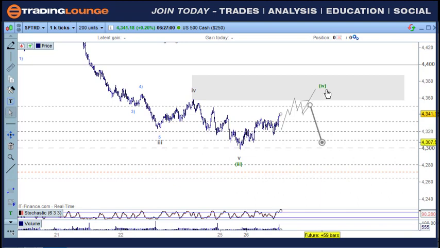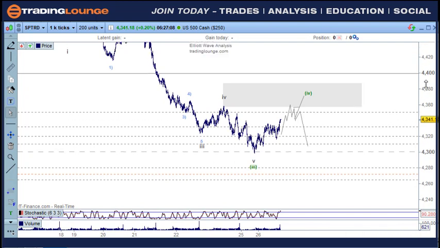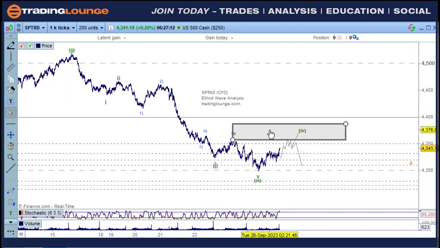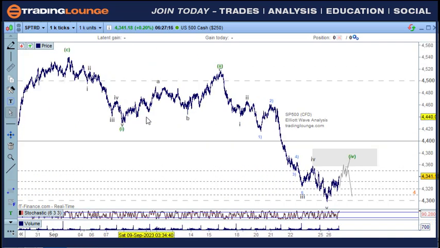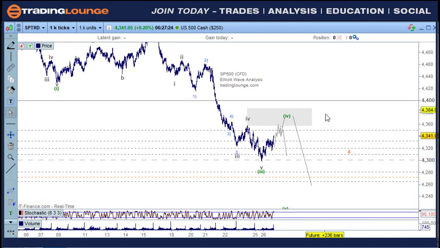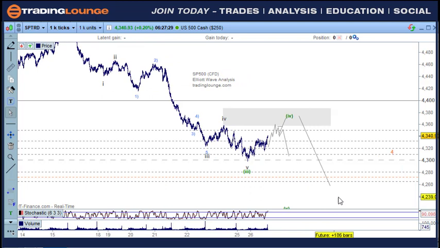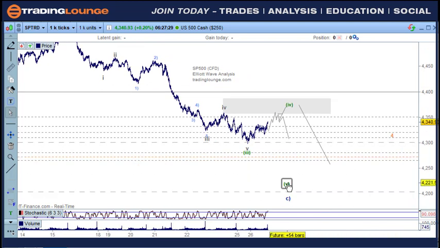We could look to trade this wave five down here, but I need to point out, depending on how high it goes, it would be roughly this length here. So it's not wherever it is. It's something, but it's not a trend as such.